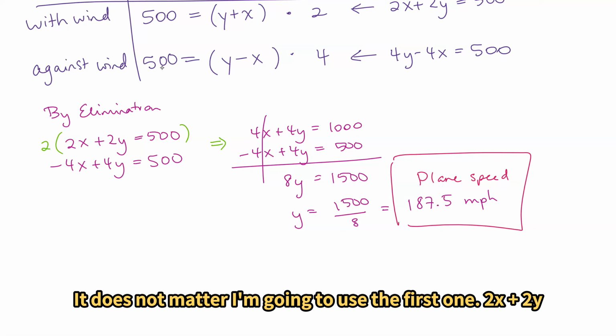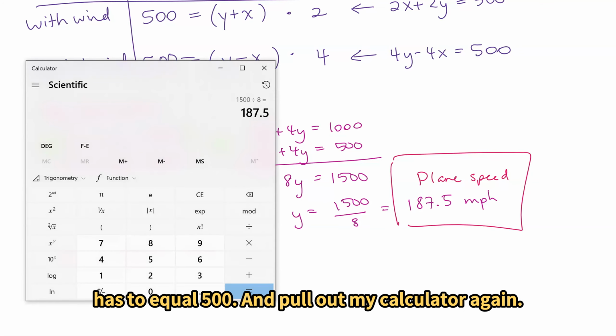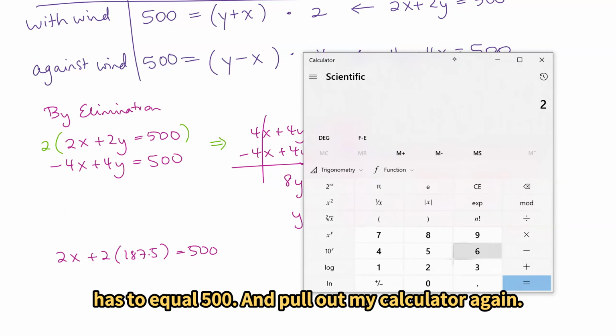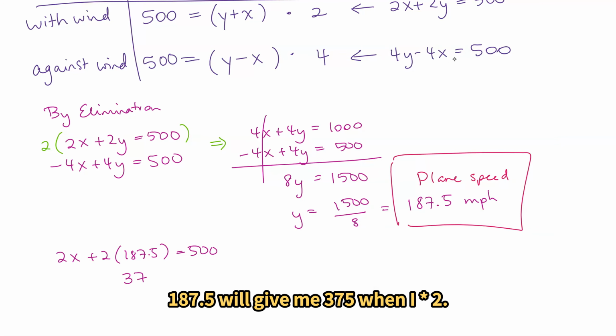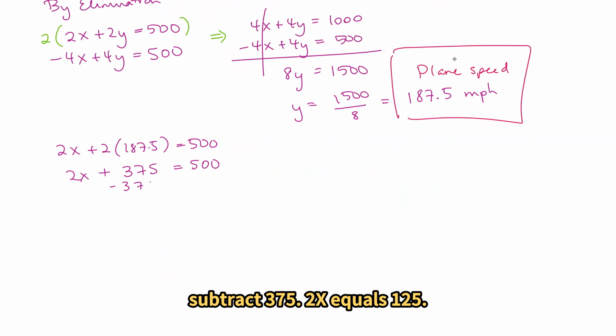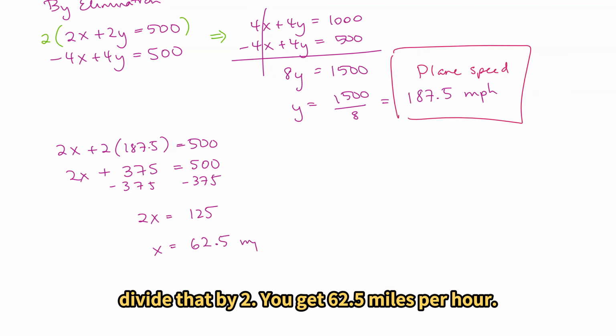It does not matter. I'm going to use the first one, 2x plus 2y has to equal 500. I'm going to pull out my calculator again. 187.5 will give me 375 when I multiply by 2. Subtract 375. 2x equals 125. Divide that by 2. We get 62.5 miles per hour.